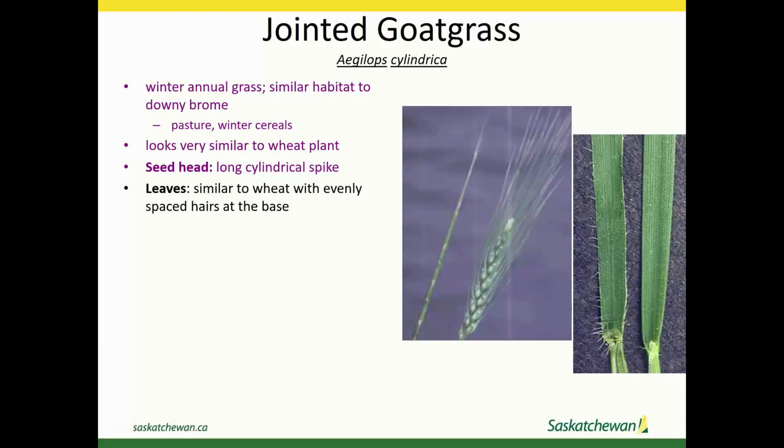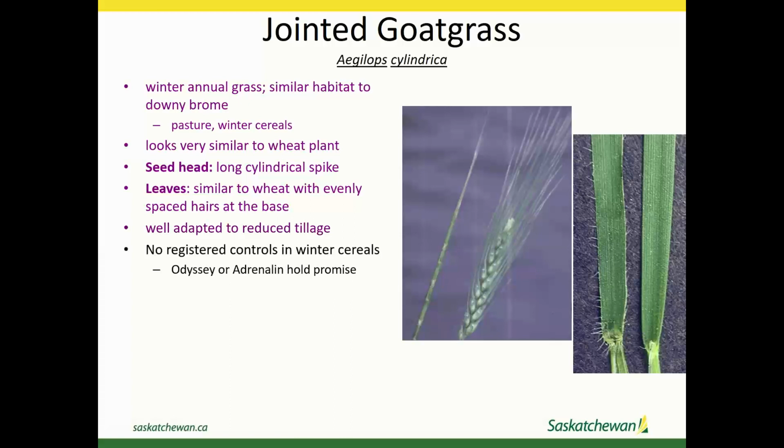It's one of the ancient wheats. Some of it is used in breeding of domestic wheat, and as a result, it shares some of the genetics of some of our domestic wheat varieties, and it can actually cross with wheat. It's well adapted to reduced tillage, but being a winter annual plant, it is susceptible to getting taken out with our annual agronomy.